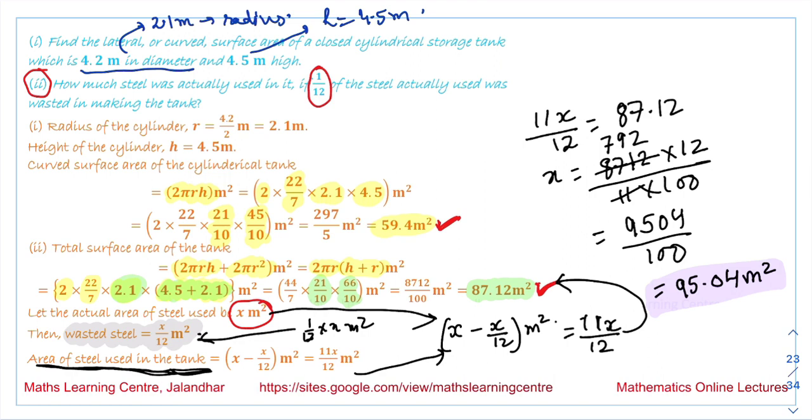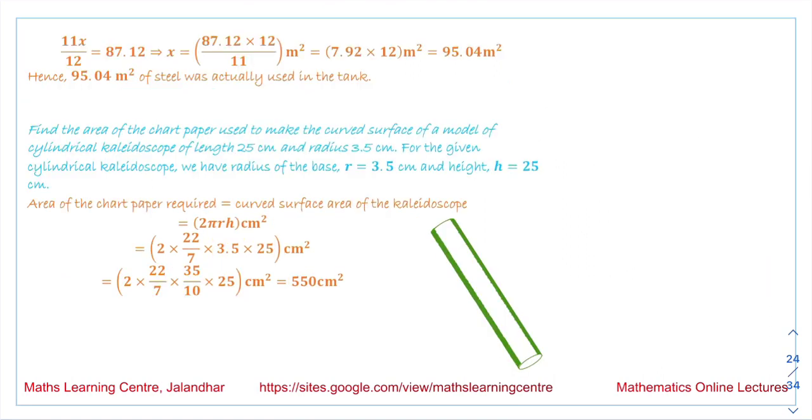Now in this question, we have to find the area of the chart paper used to make the curved surface of a model of a cylindrical kaleidoscope of length 25 cm and radius 3.5 cm. For the given cylindrical kaleidoscope, we have the radius of the base and the length. So we have to calculate the curved surface area, and the formula we know is 2 pi r h.